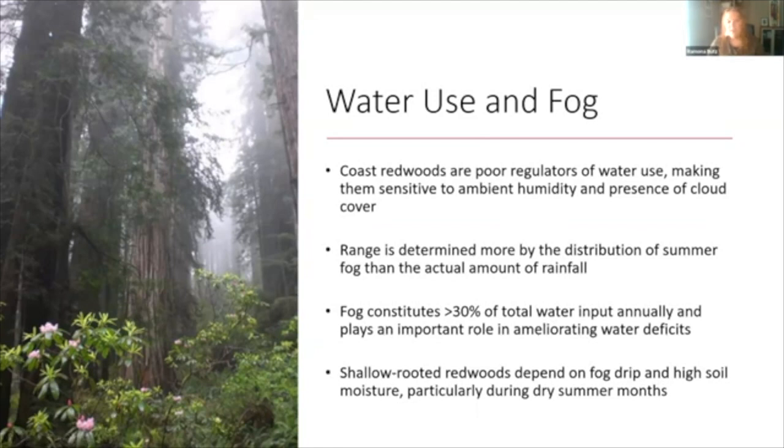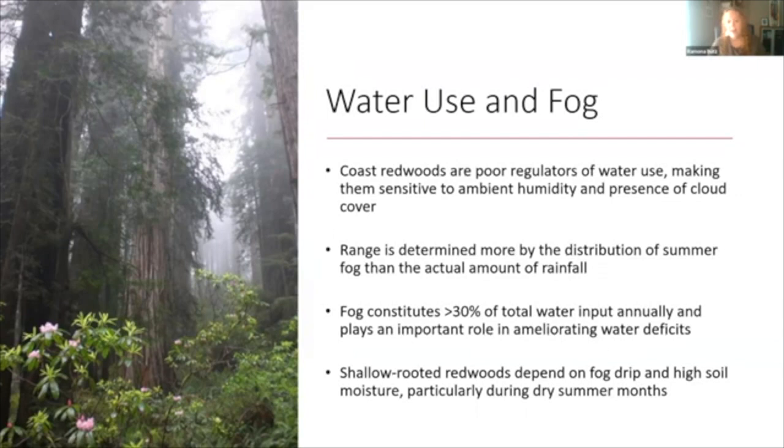So fog is interestingly one of the very, very important components of redwood forests. They are quite poor regulators of water use. And so they're very sensitive to ambient humidity and the presence of cloud cover. Their range is really more determined by summer fog than actual winter rainfall. So that's why you see this really thin belt in coastal California. It's as far as the fog comes inland is really where they're determined to be. And interestingly, they can be planted outside of that fog belt. But their natural range is really determined by that summer fog more than actual winter annual rainfall.